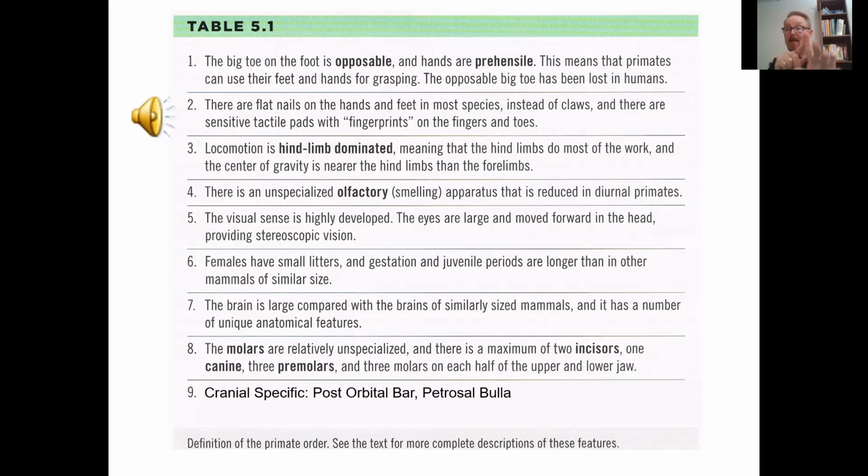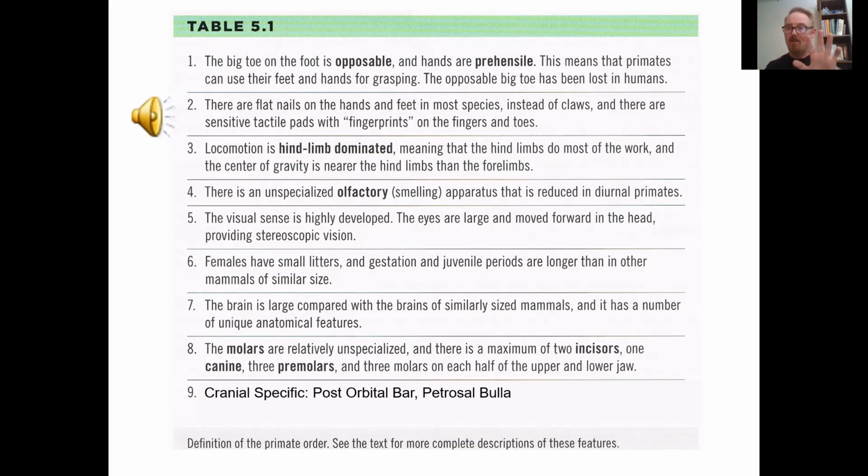So on digit number 2, in addition to the nail, on lower order primates, which we'll look at, lemurs and lorises, we do see an extension that is a primitive sort of claw. We call it a toilet claw or dew claw. But those are the only exceptions, and still everything has nails.